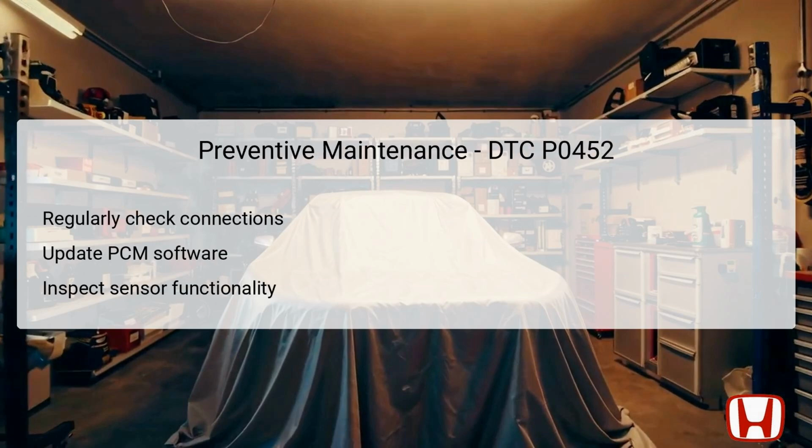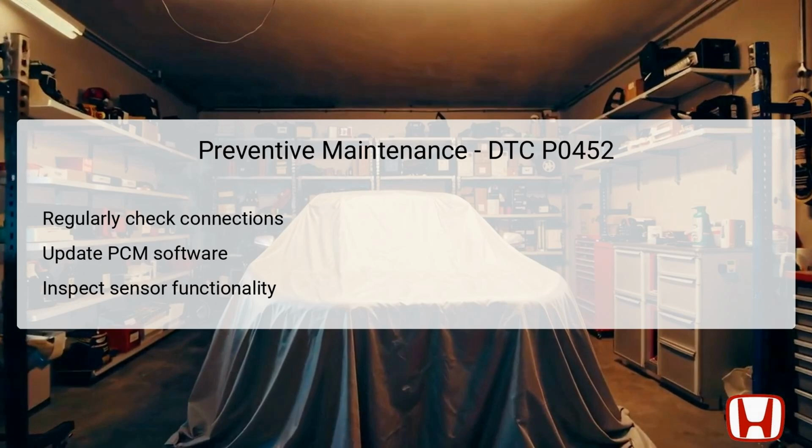Preventive maintenance plays a vital role in avoiding DTC P0452 from reoccurring. Begin with regularly inspecting and checking the connections associated with the FTP sensor and PCM. Ensuring these connections are secure and free from corrosion is fundamental to maintaining a reliable electrical circuit.